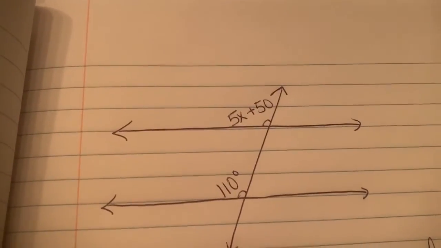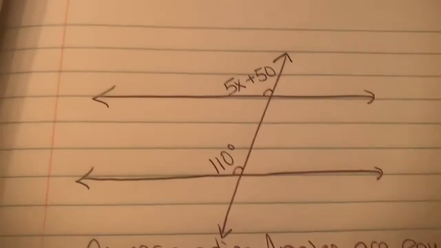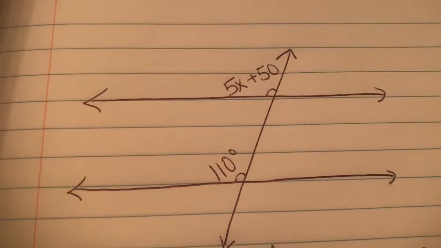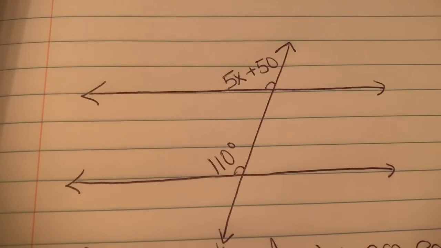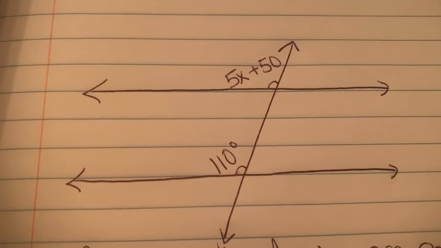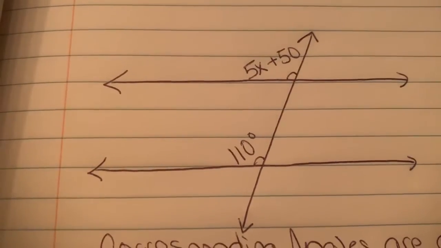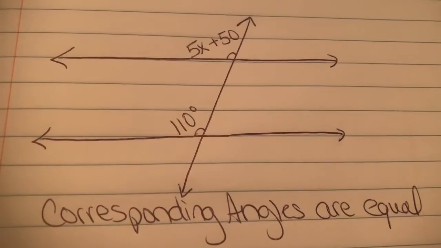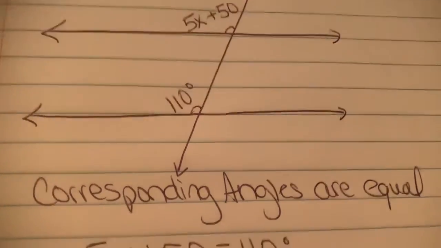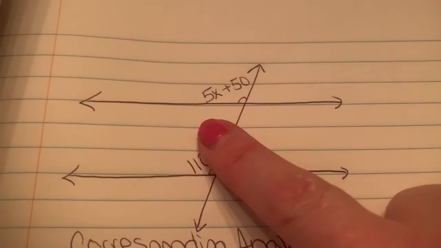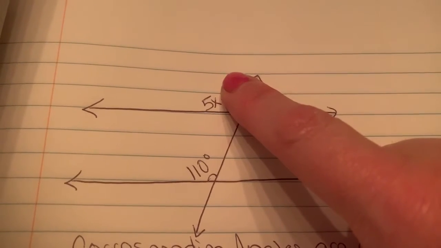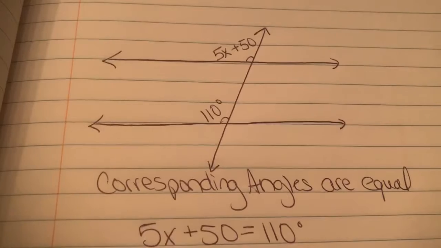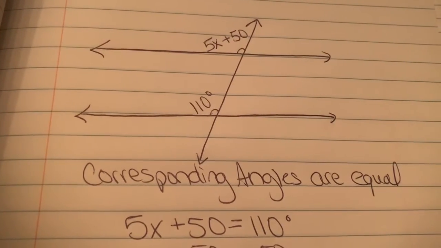So then I can look at another similar figure. We have two parallel lines cut by a transversal. In this case, I want you to pause it and think, what kind of angles are those? If you said corresponding angles, you are correct, and corresponding angles are equal to each other. So what I know is that this 110 is equal to 5x plus 50. I'm going to set them equal to each other: 5x plus 50 equals 110.